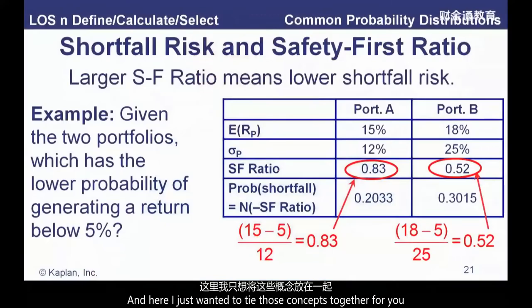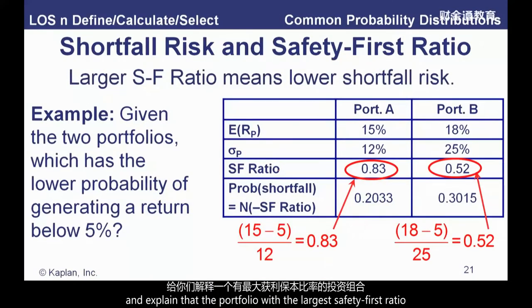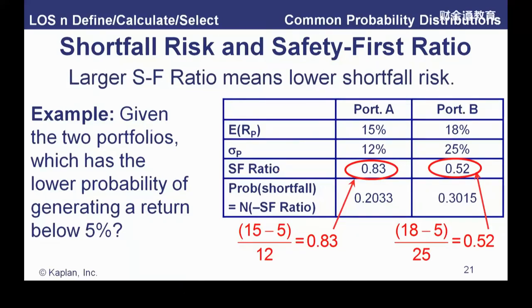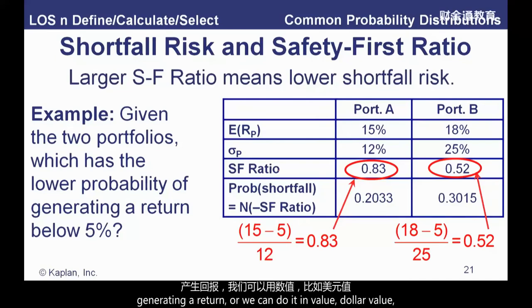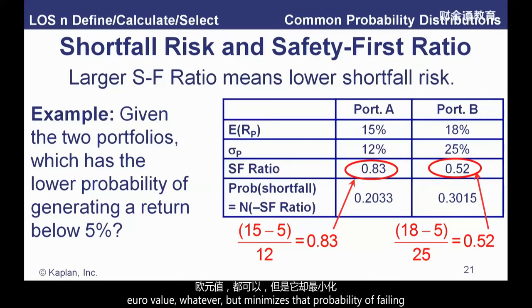And here I just wanted to tie those concepts together for you and explain that the portfolio with the largest safety first ratio is the one that has the smallest probability of generating a return, or we could do it in value, dollar value, euro value, whatever, but minimizes that probability of failing to meet that value target or that return target.